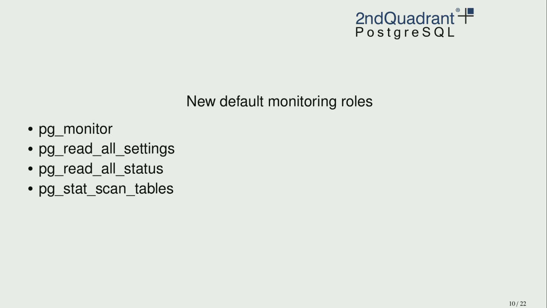Administration. How many folks are pretty strict on setting up proper roles and not giving everyone superuser privileges? So, there are four default roles now that you can use to make it easier to grant particular roles the ability to look at the stats tables and, what's the other one? Settings. Yeah, settings and stats. So people can review what the database configuration settings are and the various index, table, and database stats.